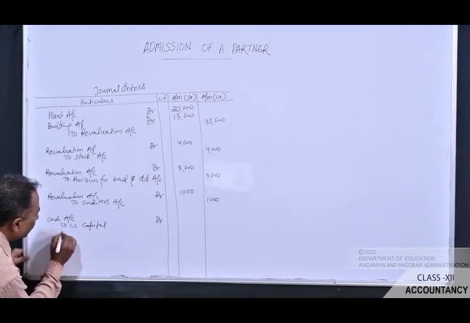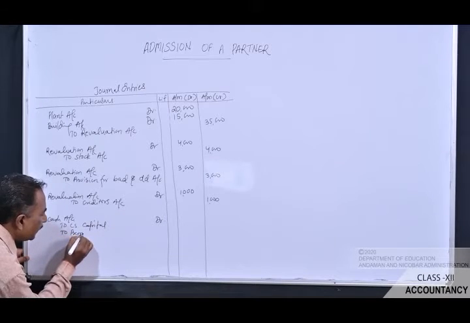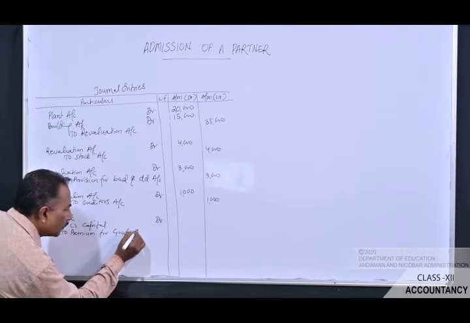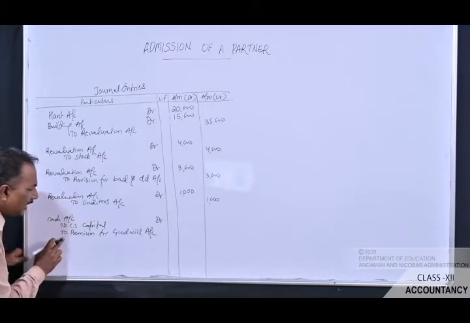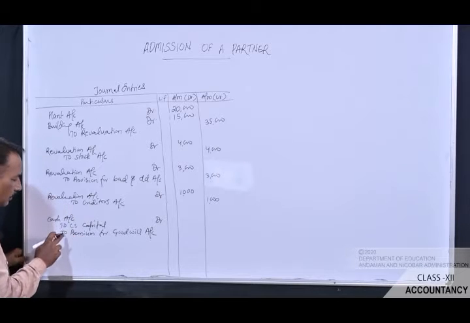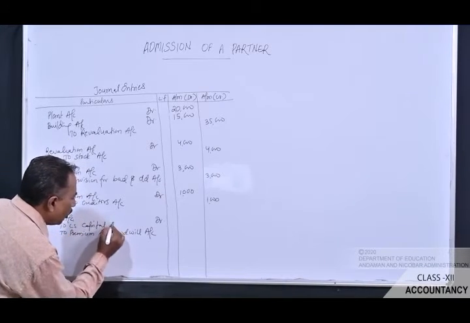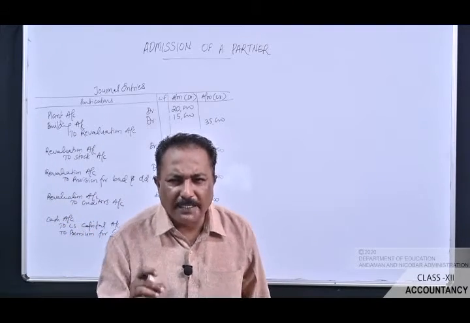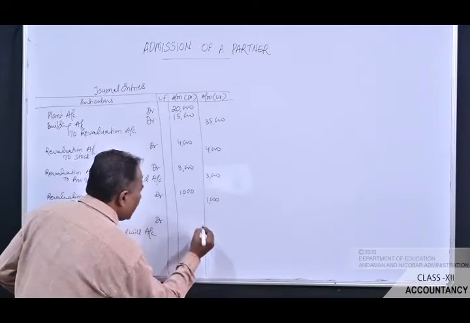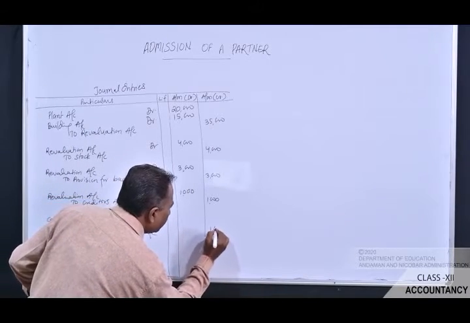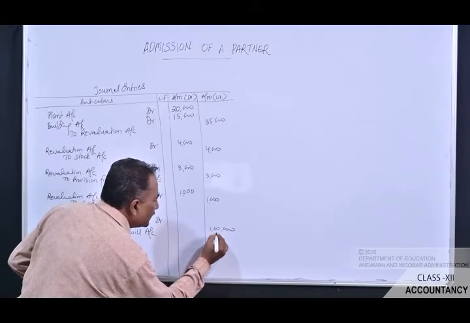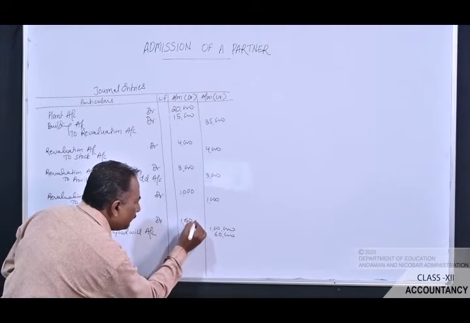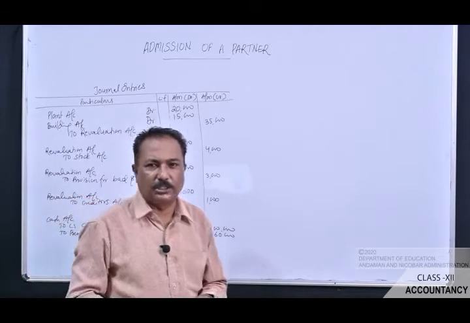and C is bringing with himself his share of goodwill in cash. So at that moment you have to write down here as to premium for goodwill account, or simply you can write down here as to premium account. Now, how much capital is brought in by the new partner? The new partner has brought rupees 1 lakh. So write down here as rupees 1 lakh, and he has brought rupees 60,000 as his share of goodwill. So the total cash that is coming in the business is rupees 1,60,000.